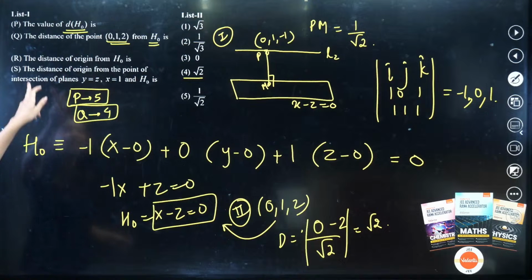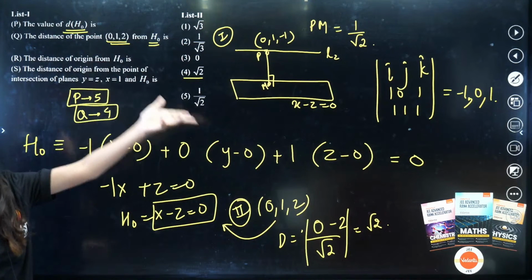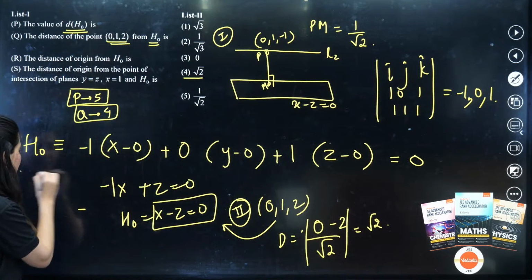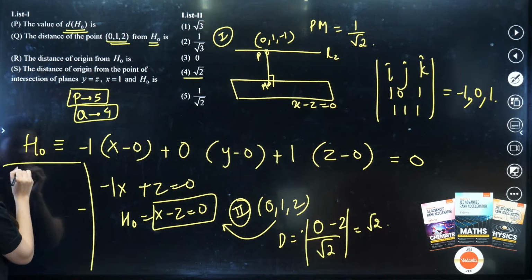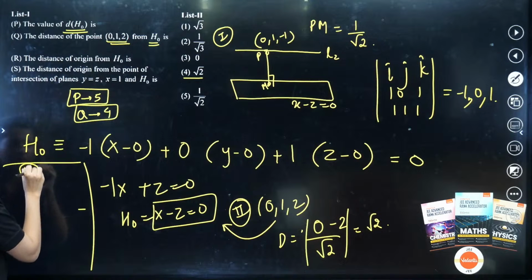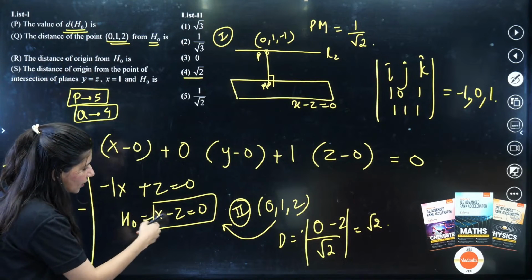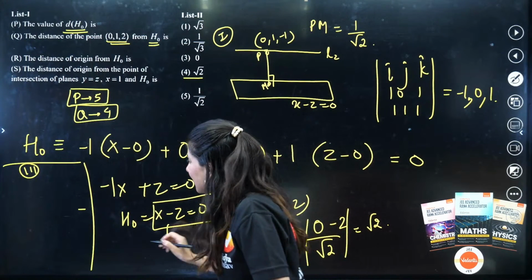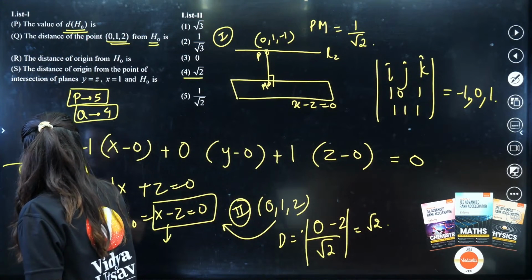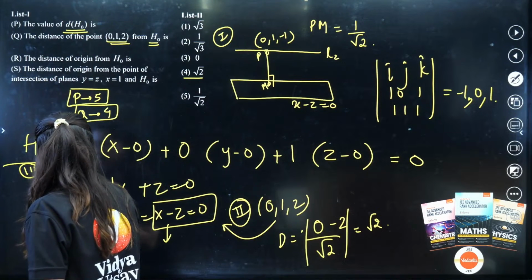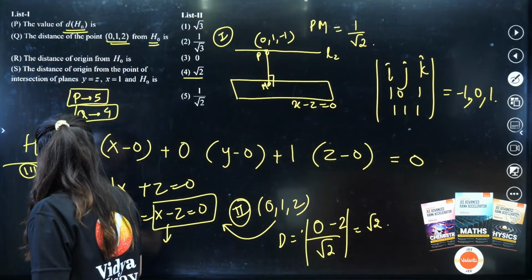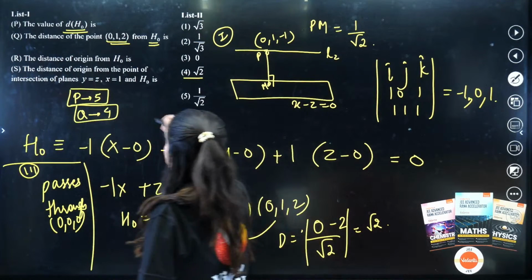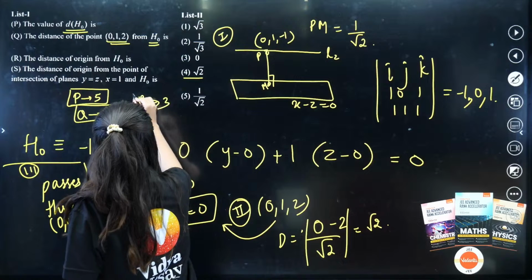Next problem is the distance of origin from H0. Now this is very easy. So distance of origin from this plane, right? Third part is not that difficult. You just have to plug in the origin in this. So origin, x minus z is equals to 0. This plane passes through origin, my dear students. If any plane is passing through origin, distance between origin and that plane would obviously be 0. So R is clearly matching with 3.